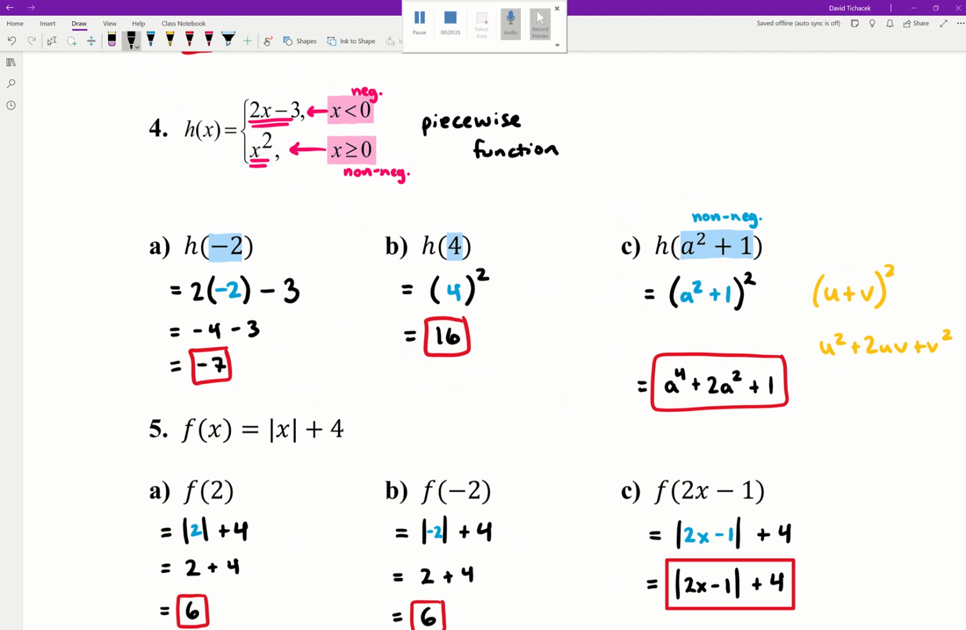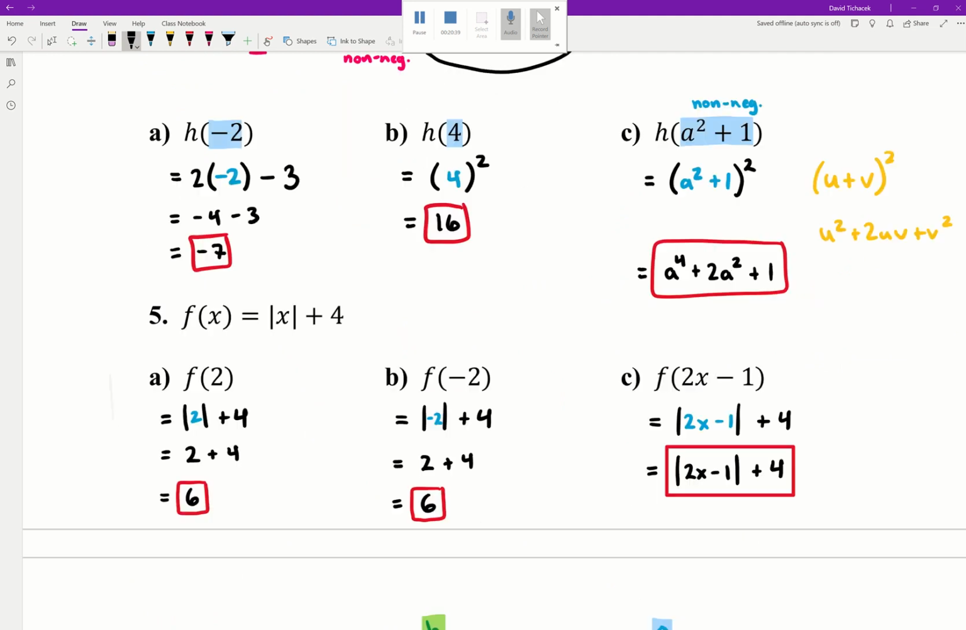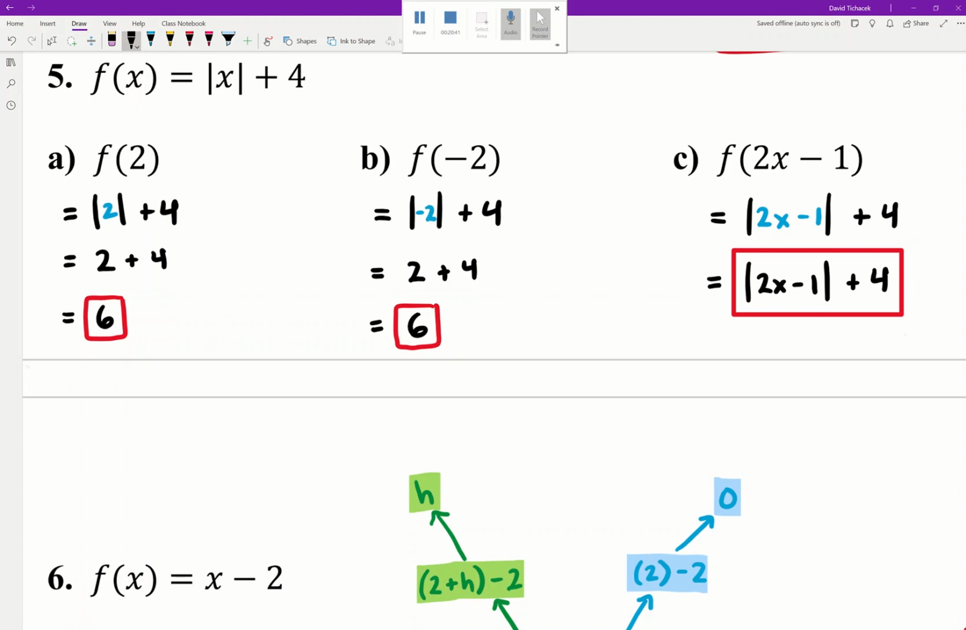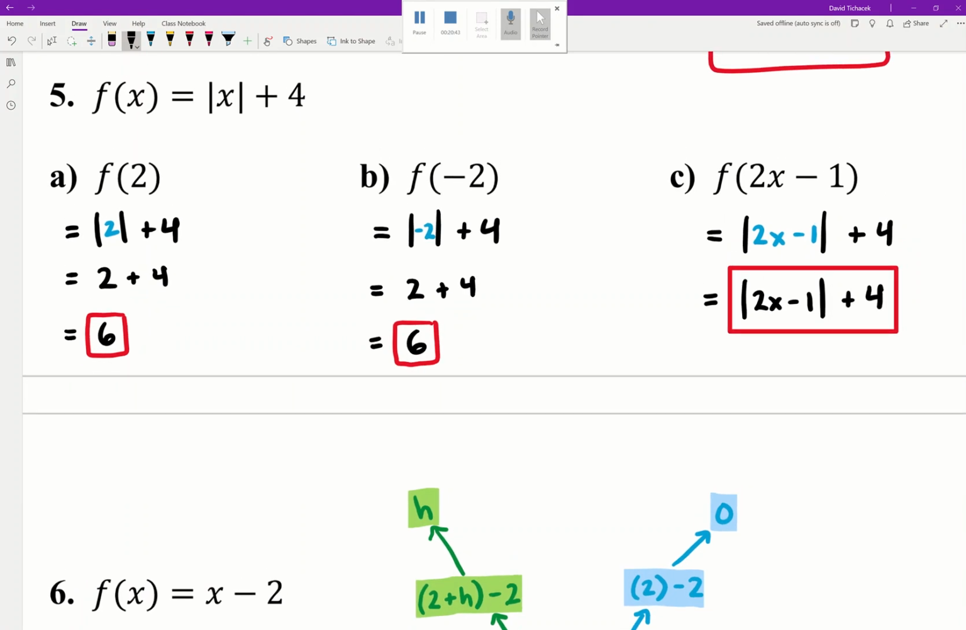Just be on the lookout for piecewise functions that categorize your input first and then do something accordingly. Number 5 I've already done for us here. This involves your absolute value function. Remember that it is the distance away from 0, and so you'll notice that in parts A and B, those are ones that I can evaluate very simply.